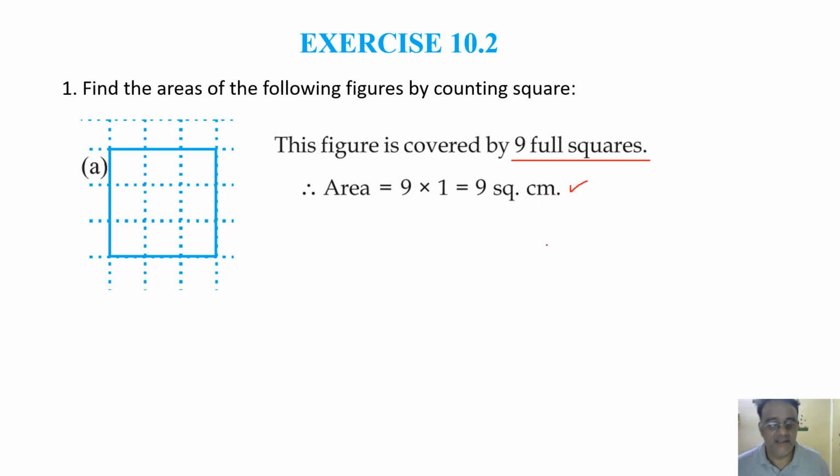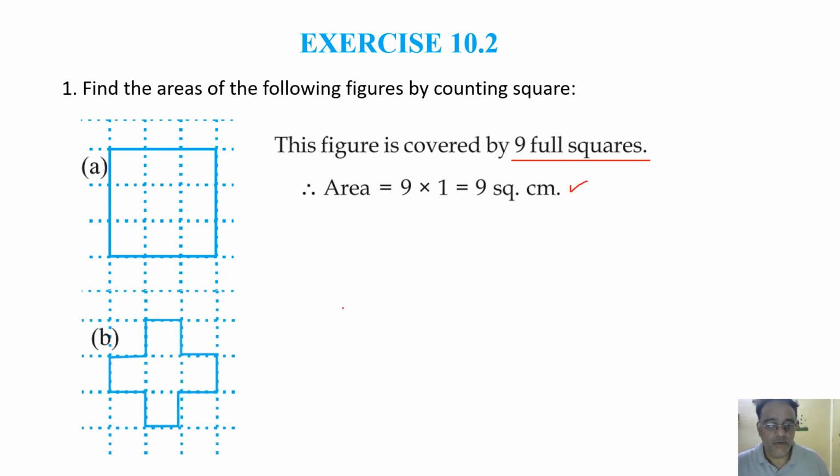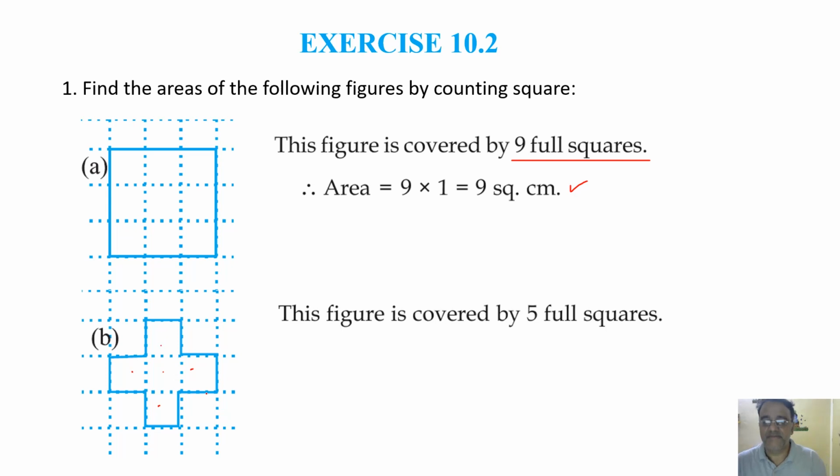Right. Now the second figure. How many fully filled squares? 1, 2, 3, 4, 5. 5 fully filled. So area will be 5 into 1, that is 5 square centimeter.